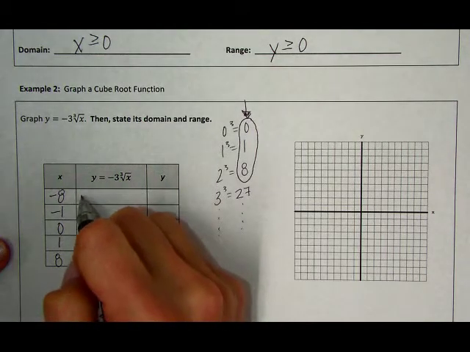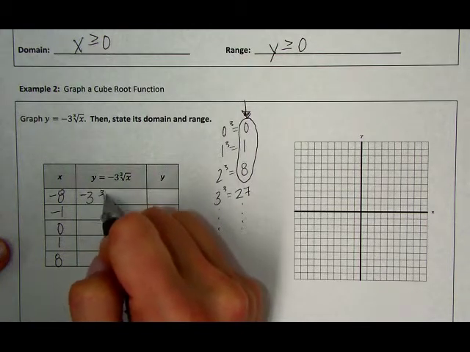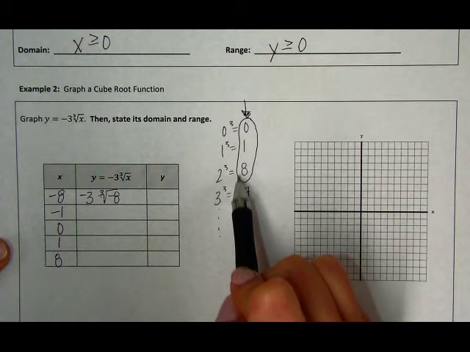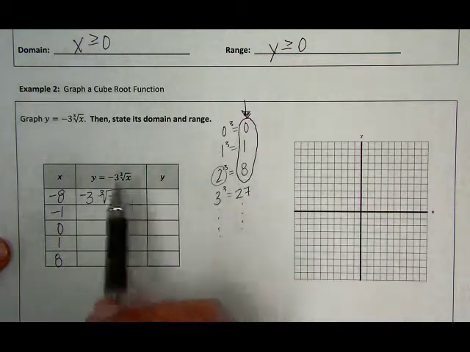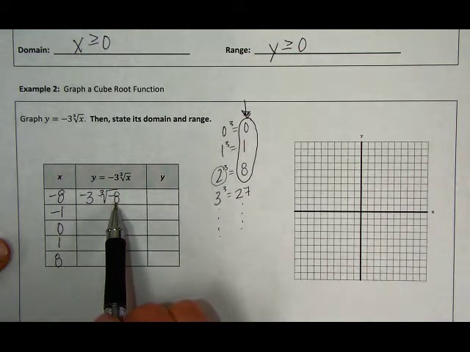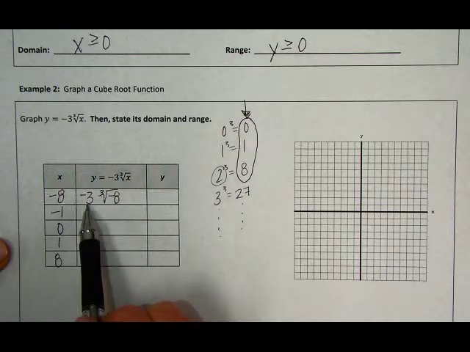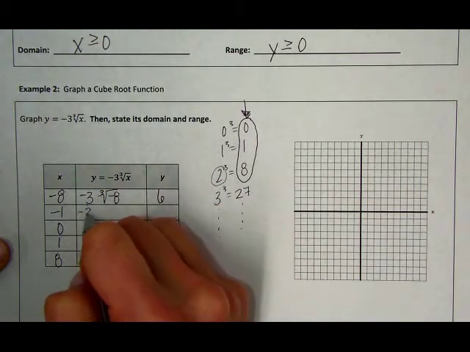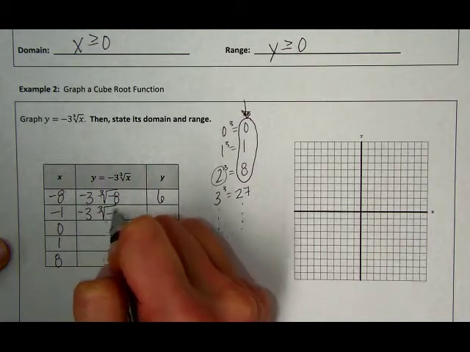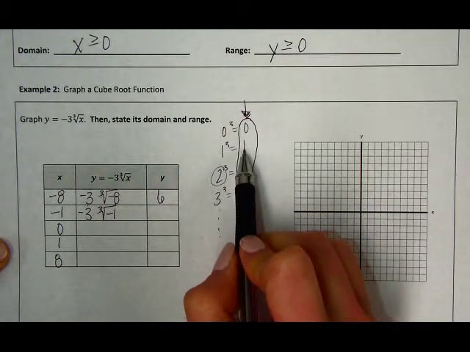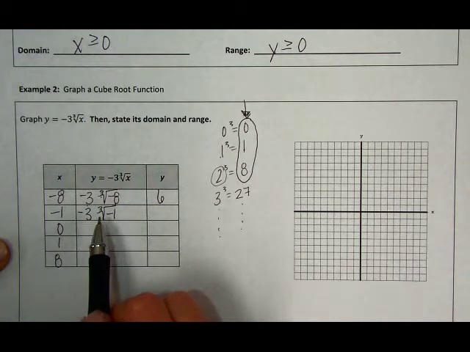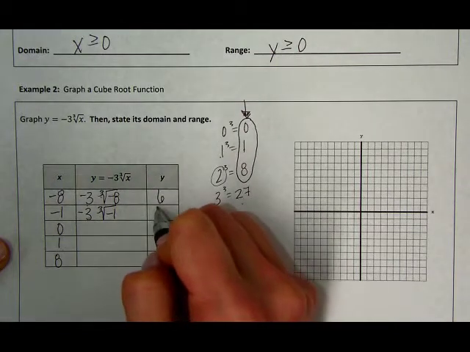If I plug them in, -3 times the cube root of -8. If I take the cube root of 8, I know I get 2, so the cube root of -8 gives me -2. And -2 times -3 gives me +6. Same thing here, -3 times the cube root of -1. The cube root of 1 is 1, so the cube root of -1 is -1. -1 times -3 gives me +3.